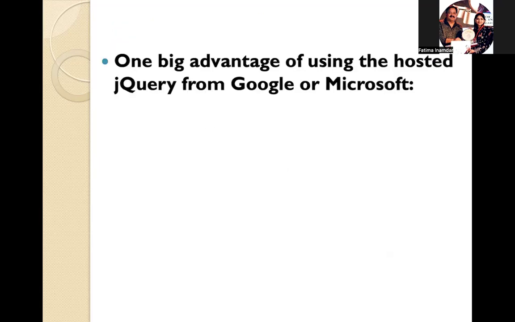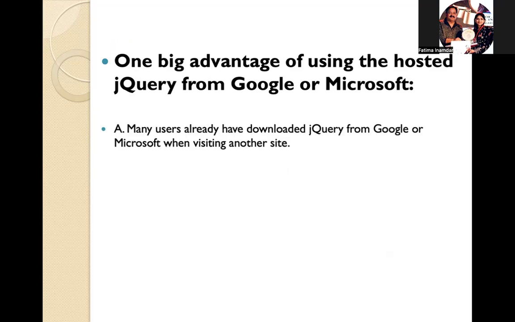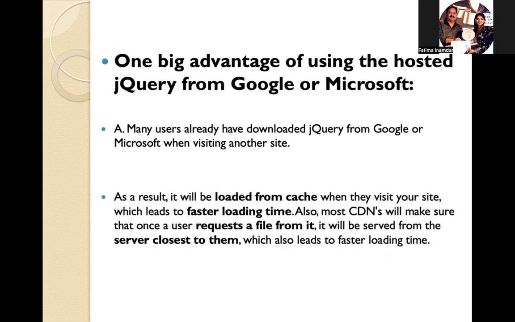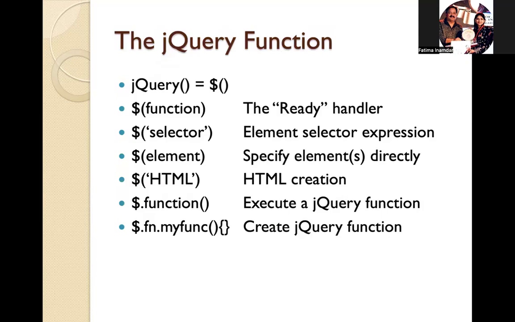So one big advantage of using the hosted jQuery from Google and Microsoft is that many users already have downloaded the jQuery from Google and Microsoft when visiting another site. As a result, it will be loaded from the cache when they visit your site, which leads to faster loading time. Also, most CDNs make sure that once a user requests a file from it, it will be served from the server closest to them, which also leads to a faster loading time. So this is the most important aspect of CDN. So for the purpose, we can use the CDN method in our approach also.